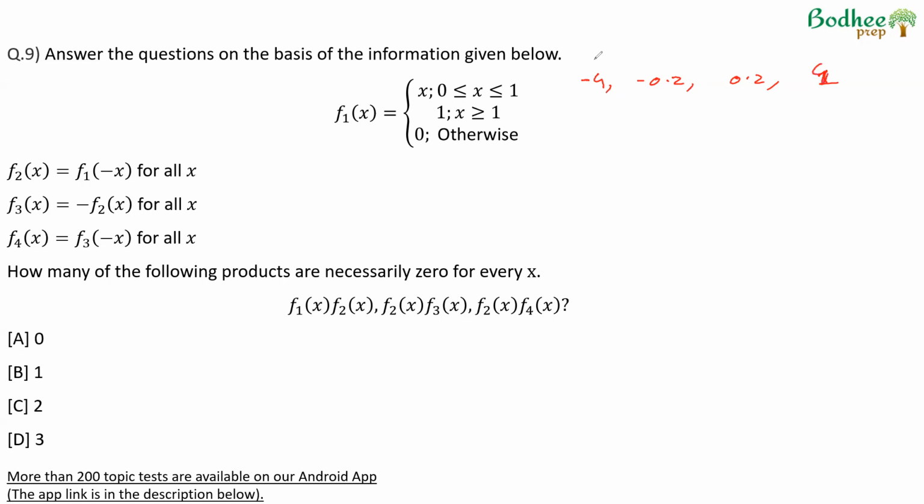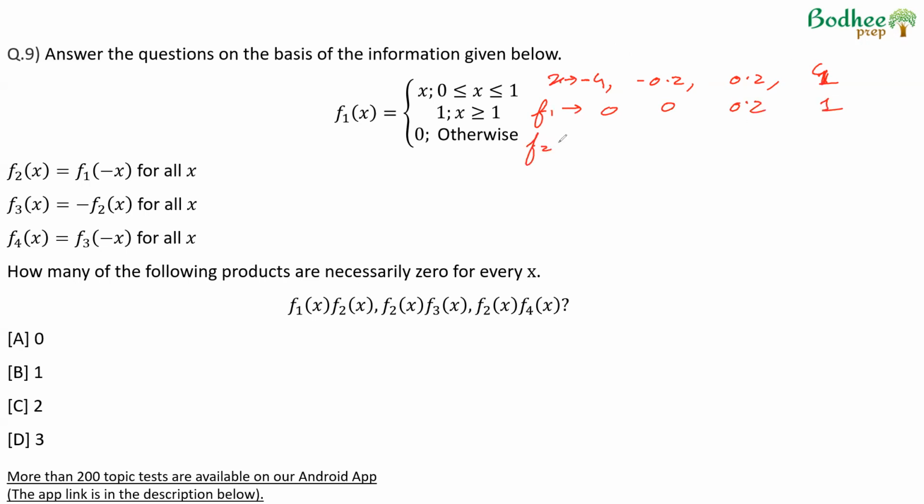So let us take this as 4. If you look at the value of f1 for these 4 values of x, f of minus 4 will be 0 negative, f of minus 0.2 will be negative, so 0, f of 0.2 in the first range, so 0.2, f of 4 will be 1.